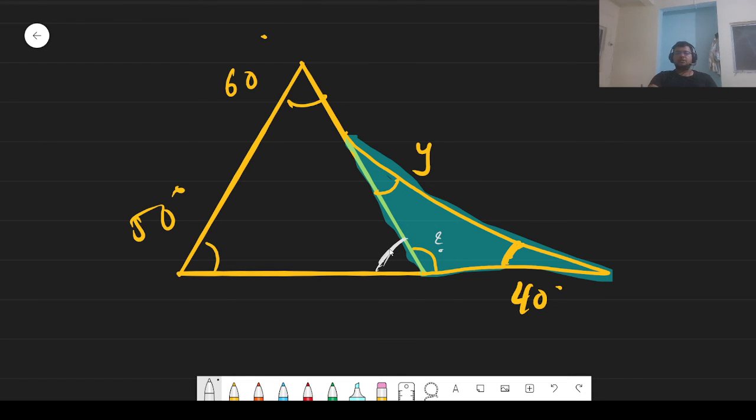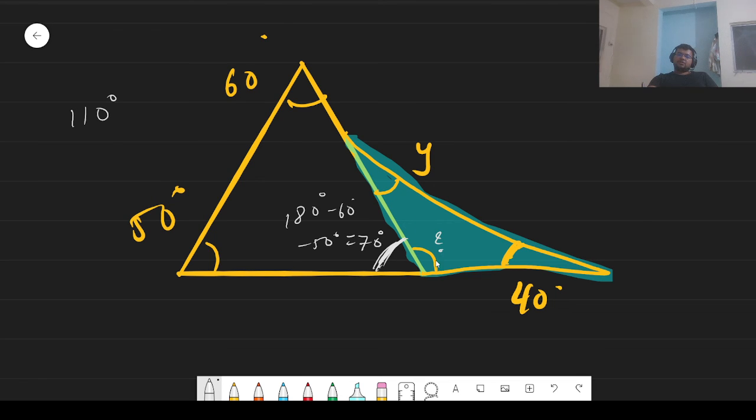We know that this angle and this one are supplementary to each other. See, 60 plus 50 will be 110 degrees. So this angle will be 180 degrees minus 60 minus 50. Basically I'm directly subtracting from the sum of all the angles, and 180 minus 110 will be 70 degrees.